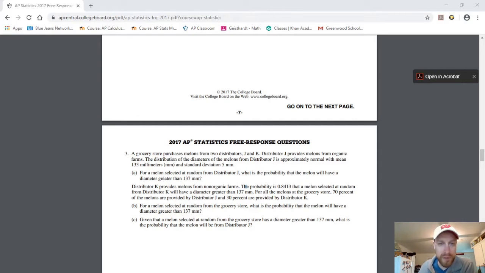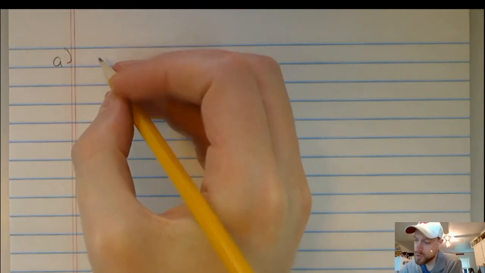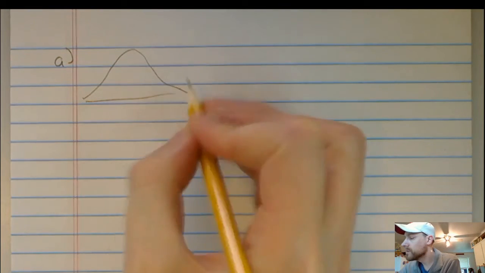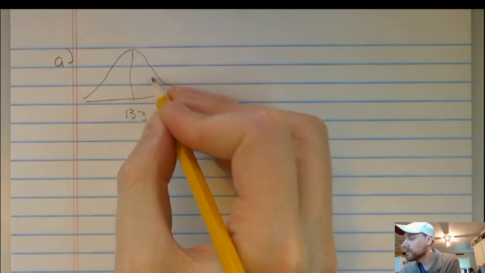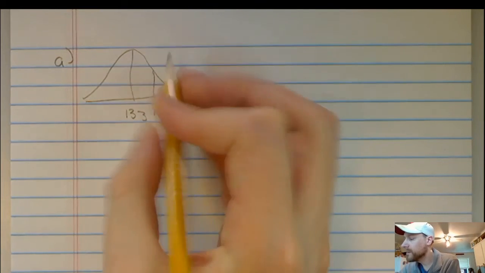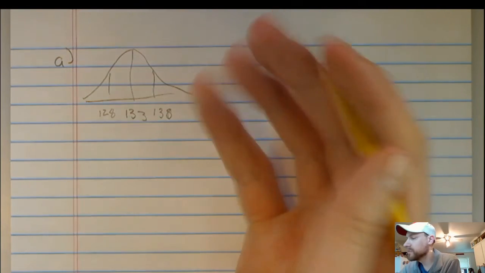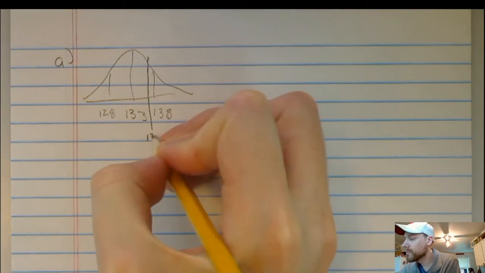So for a melon selected at random from distributor J, what is the probability that the melon will have a diameter greater than 137 millimeters? So this is just a straightforward normal model calculation. We have our normal model here, centered at 133 with a standard deviation of 5. And we're looking for the probability that it's 137 or greater.